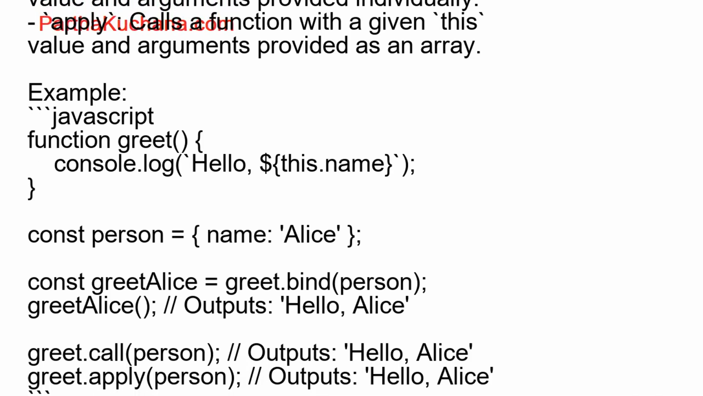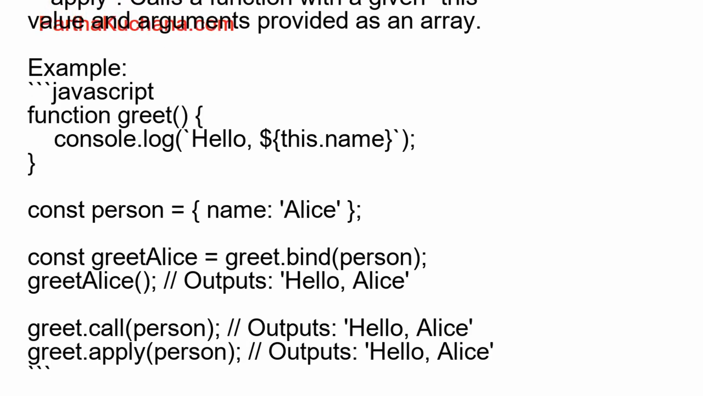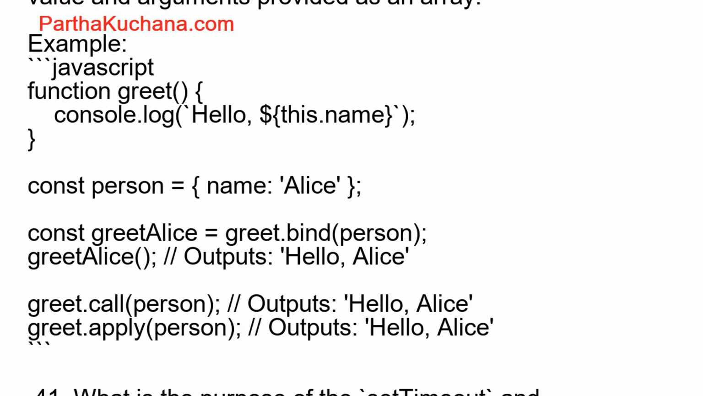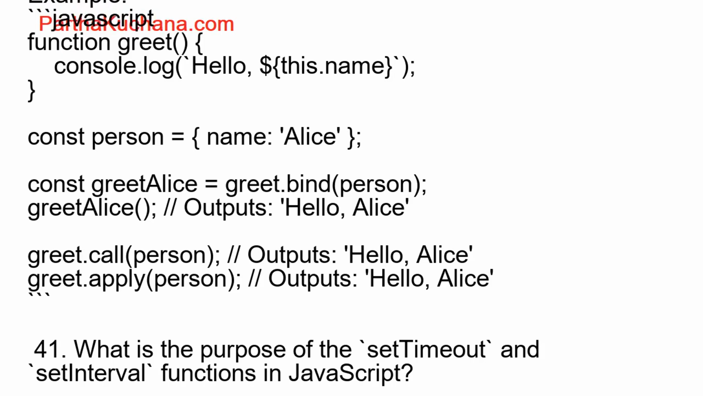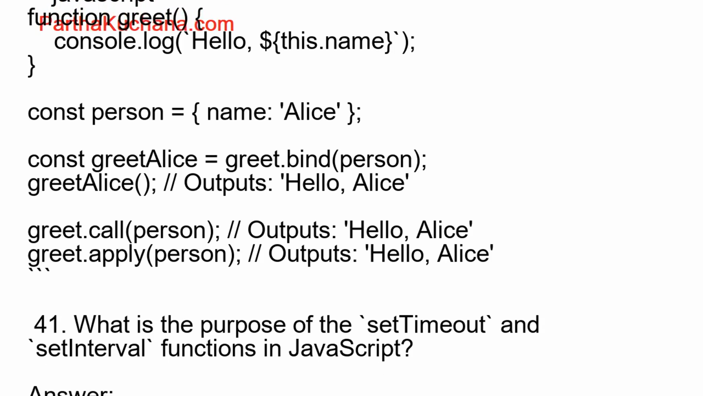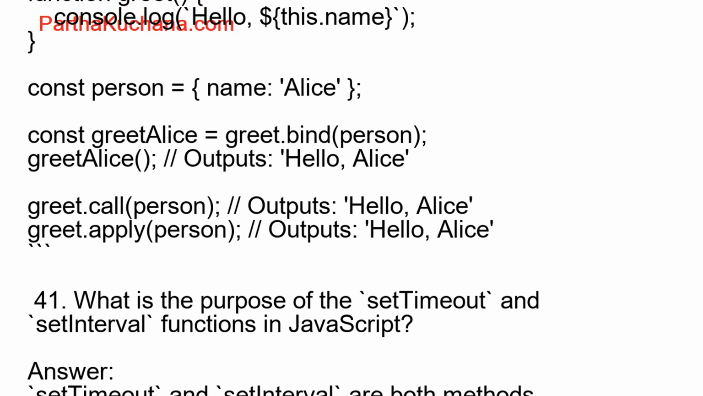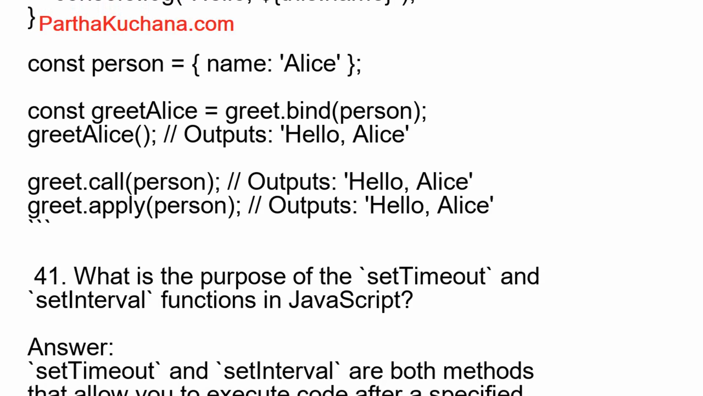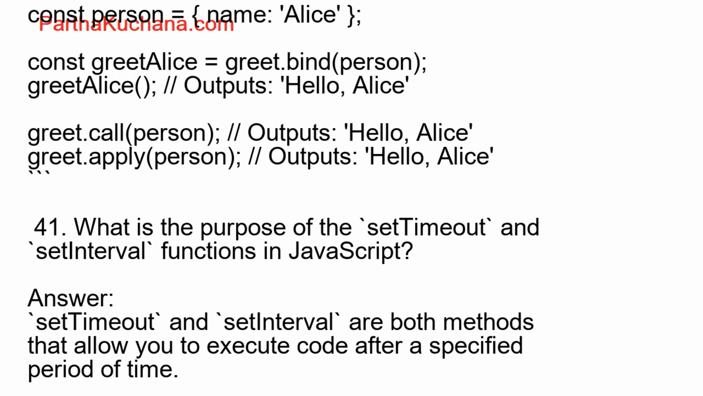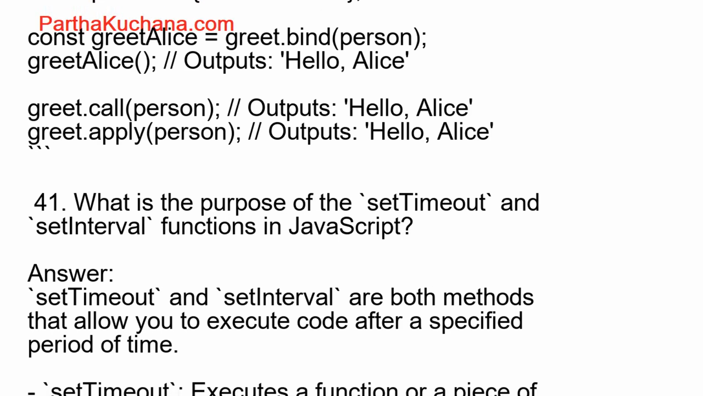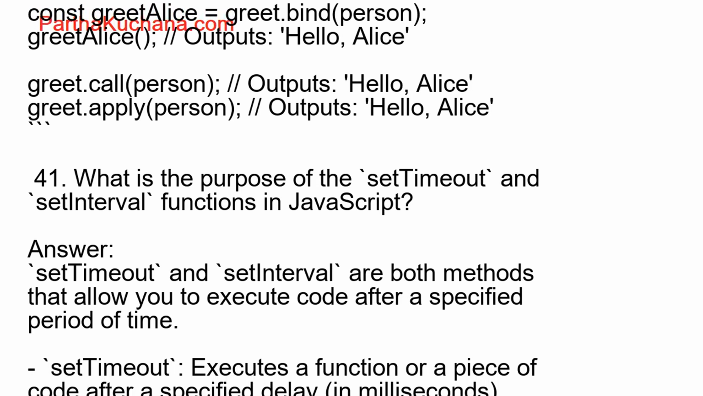43. What is the difference between deep copy and shallow copy in JavaScript? Answer: A shallow copy creates a new object that is a copy of the original object, but it only copies the references to nested objects, not the actual nested objects. A deep copy, on the other hand, recursively copies all properties and nested objects, creating a completely independent copy.